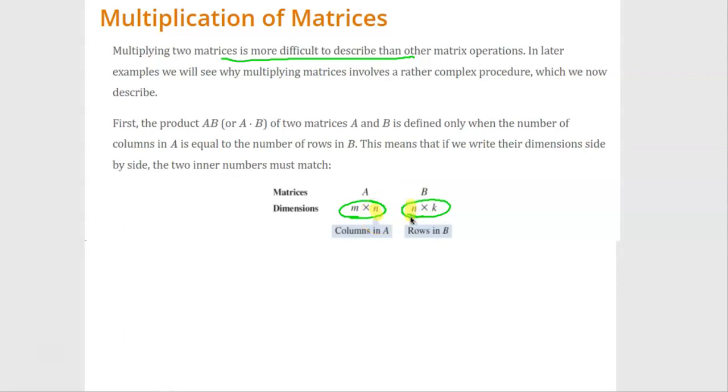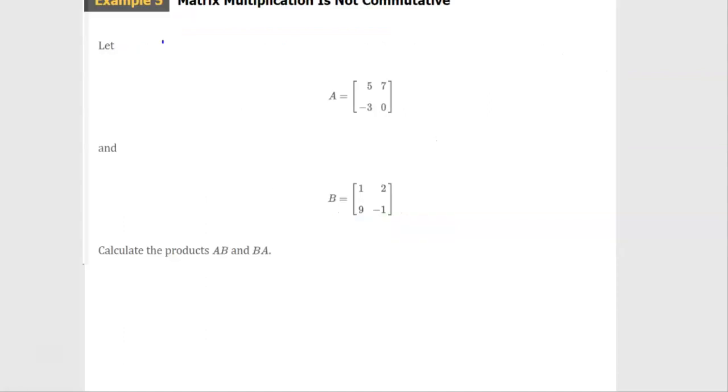Okay, so literally the columns of A have to match the rows of B. Right, so they have to do that before you can multiply them. Notice here I have A and B, a 2 by 2 matrix here and a 2 by 2 here, and the columns have to match the rows, which they do. Once I do that, I'm going to calculate AB and then BA.